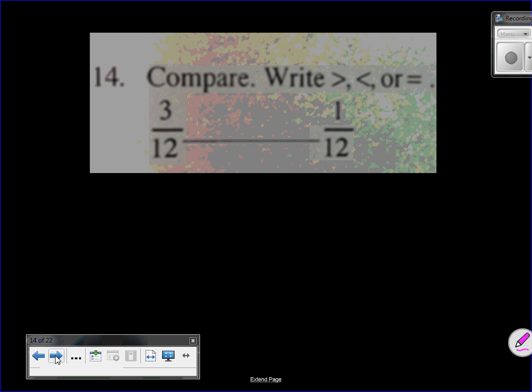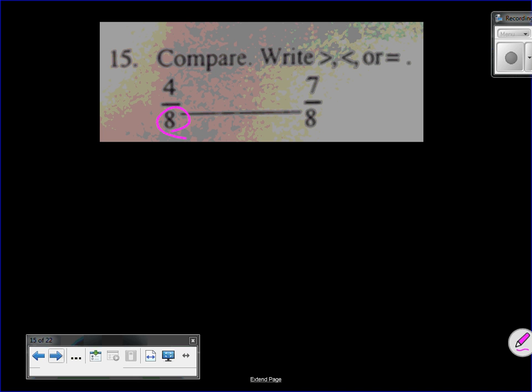Compare. Which one's larger? Do they have the same denominator? They do, so now we can just compare the numerators. 3 is bigger than 1. Same denominators. 7 is bigger than 4.